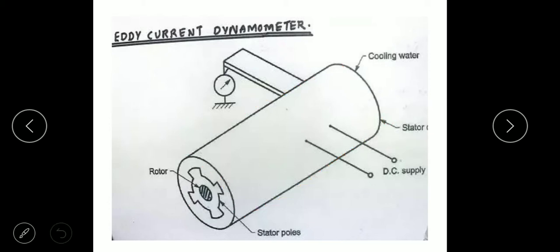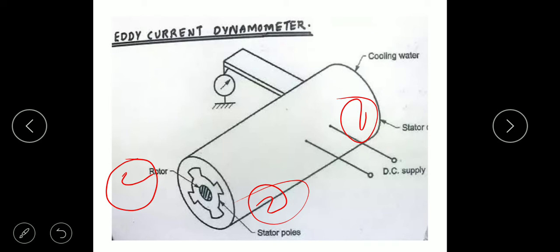One stator casing is there. This is the first part. Then inside the stator casing there is one rotor. This is the second part. And there are the stator poles. Stator poles means a kind of portion which has notches, and the DC supply is provided to the stator casing. Means to the first element we have supplied the DC current.